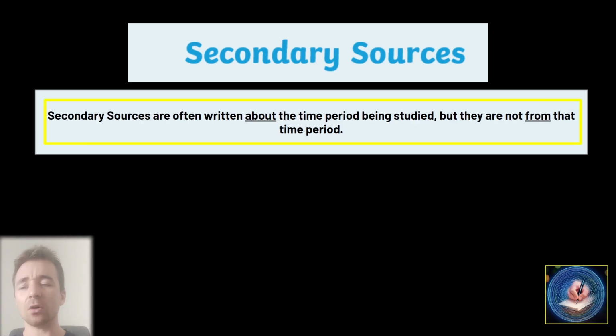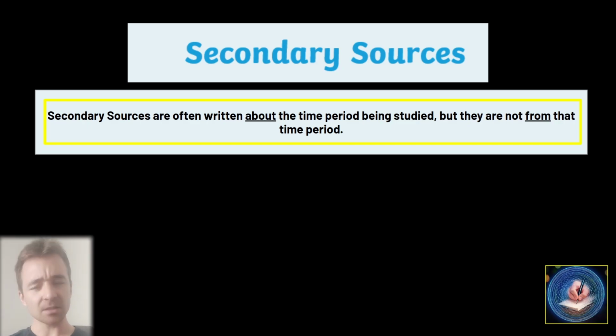Secondary sources are often written about the time period being studied, but they are not from that time period. So just stop and have a think. What is something that might be written about the past, but it's not actually from the past? Get an idea in your head what it might be. And we'll have a look at some examples now. Make sure you pause the video and write down what's in that yellow box first. You need that in your book, really important.